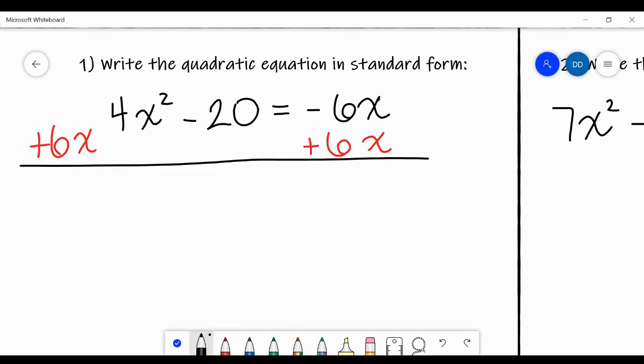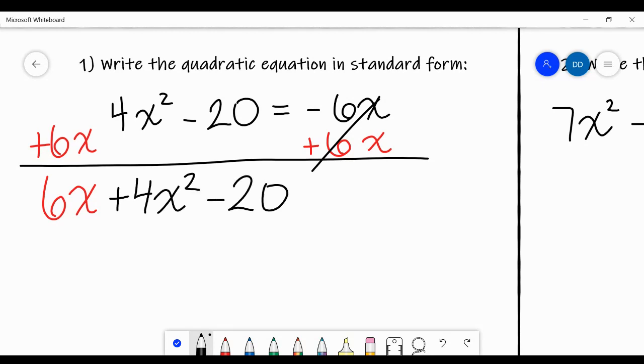From there, these are going to cancel out. I'm going to bring down this 6x. I'm going to bring down this positive 4x squared, this minus 20. And those canceled out, they're opposites, so that's equal to 0.